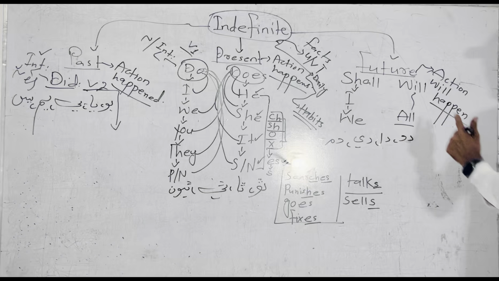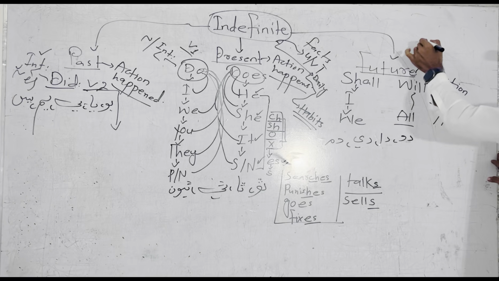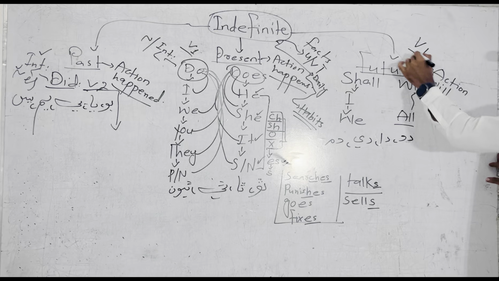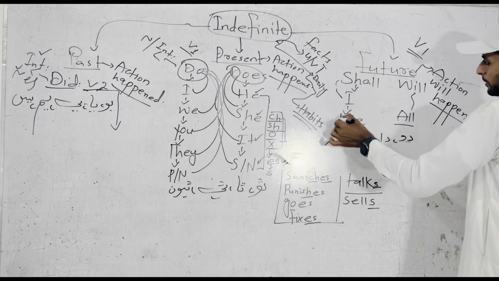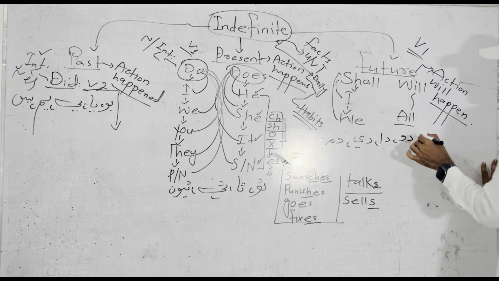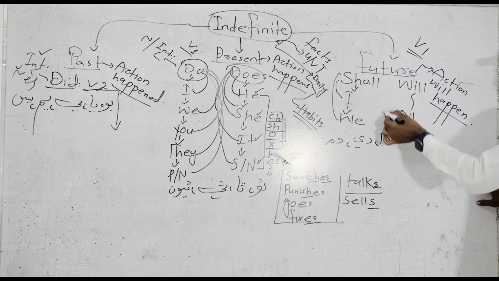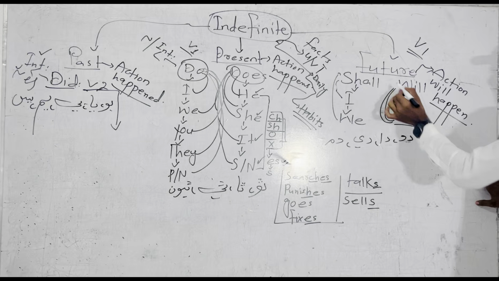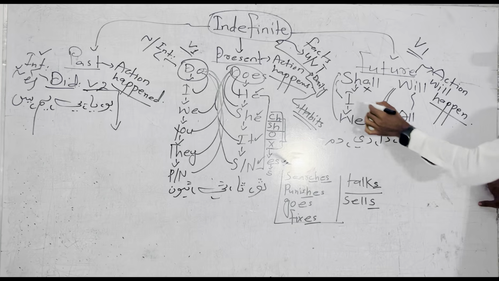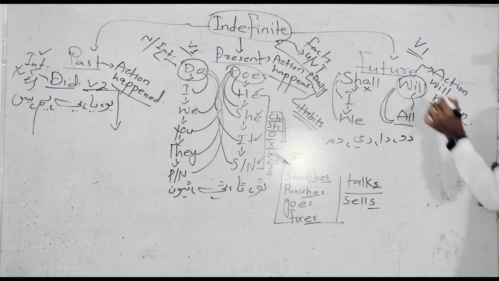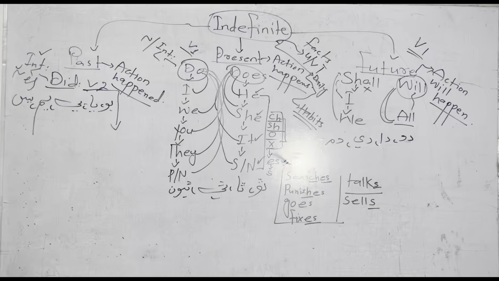Anyway, and what about future indefinite tense? We use the first form of verb in future indefinite tense, and I is used with shall, we is used with shall, and apart from these subjects or pronouns, all others are used with will. Even you can remove this one to use I and we with will as well. Now, we have to give some examples.